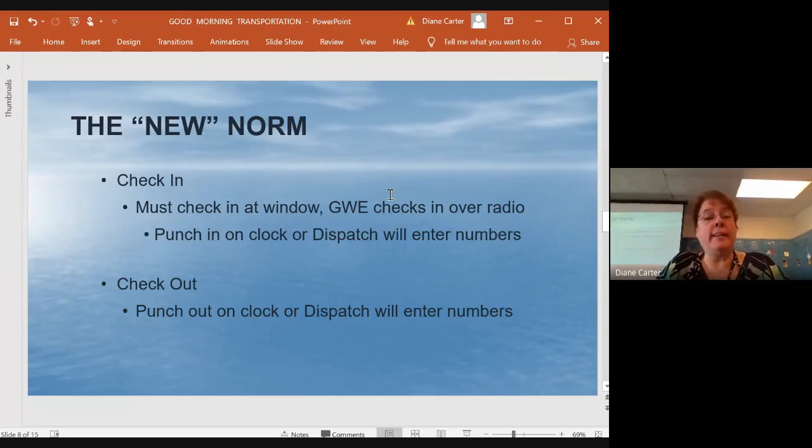All right, so on to the next. Check-in. We've already gone over this a little bit. You must check in at the window. Because you're going to have your keys, when you come to get your route sheets, you must check in at the window.